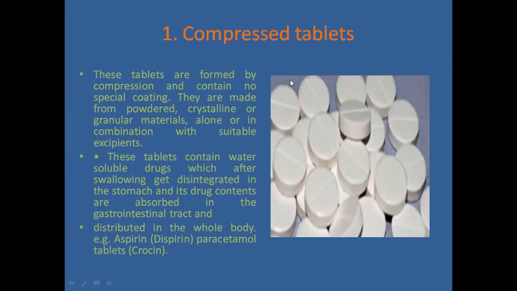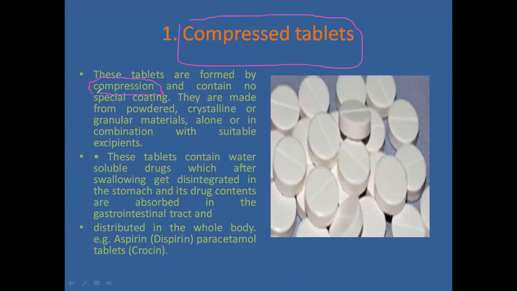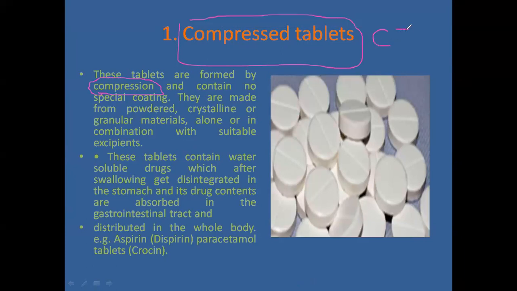Okay, now let's move to some of the most interesting part. Now you may be seeing some pictures. I hope everyone in the class has seen the compressed tablets. Okay, so let's see in detail about the compressed tablets. Now these tablets are formed by compression. Okay, so as they are formed by the compression method, they are also called compressed tablets, and the short form for this tablet is CT, that is compressed tablet, and contains no special coating.